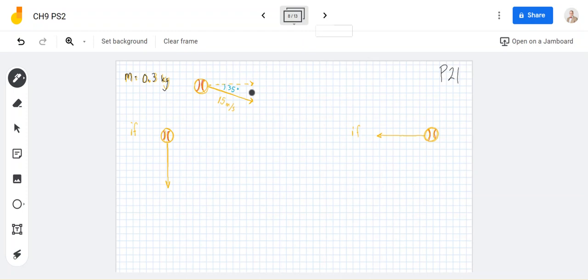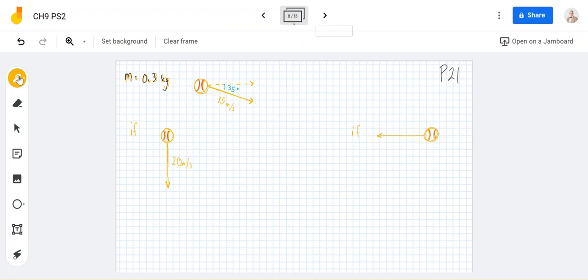What is the magnitude of the change in momentum of the ball while in contact with the bat if it leaves with a velocity of 20 meters per second vertically downward? So this is the initial condition. What if it leaves this way? Okay, so the new velocity is 20 meters per second directly downward. We want to find the change in momentum.